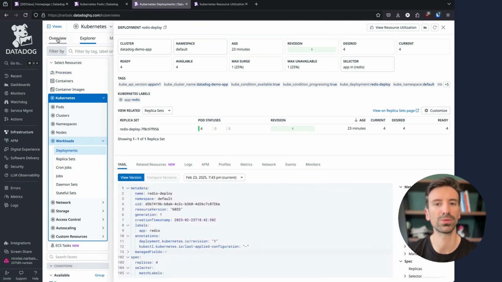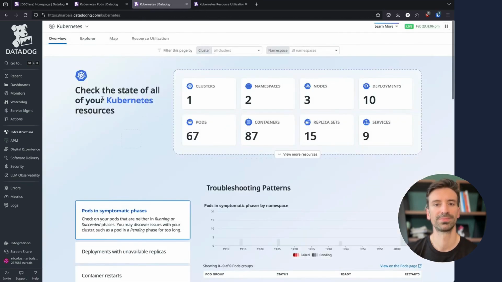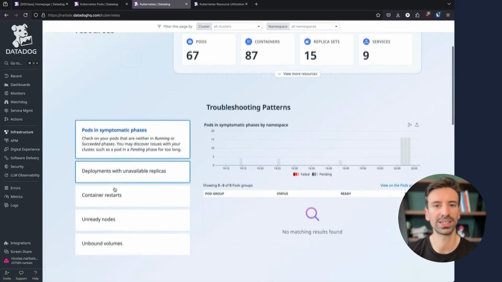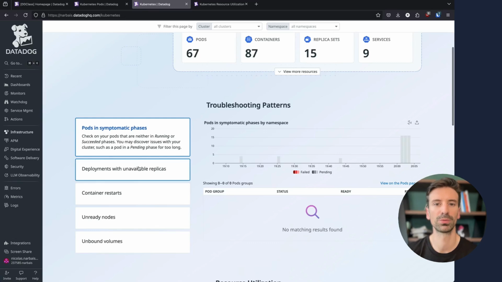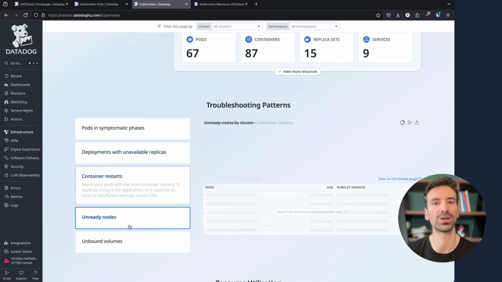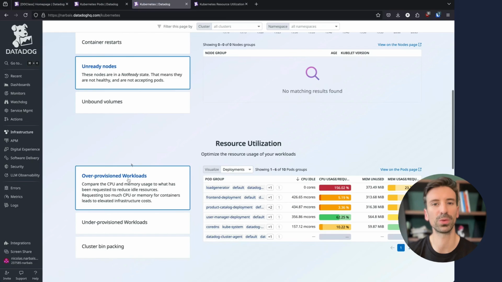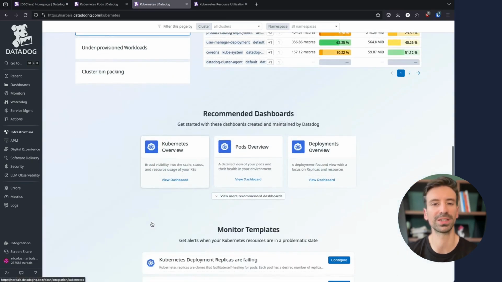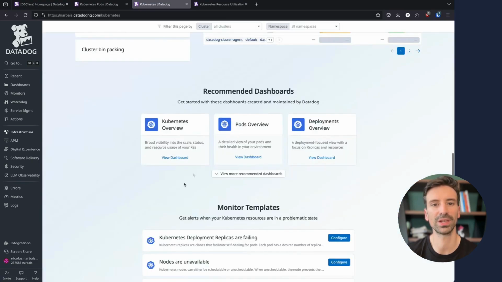We also have a tab for Kubernetes overview. This is a very high-level view. Even if you're not familiar with Kubernetes, it will give you some common troubleshooting patterns and help you understand straight away some common issues that you could fix. They are provided automatically. Have a look at those whether you are new to Kubernetes or experienced. At the bottom, you will see all the recommended dashboards.